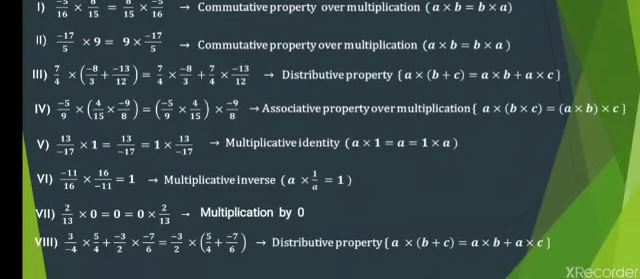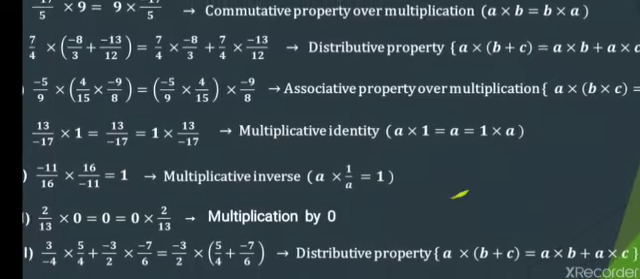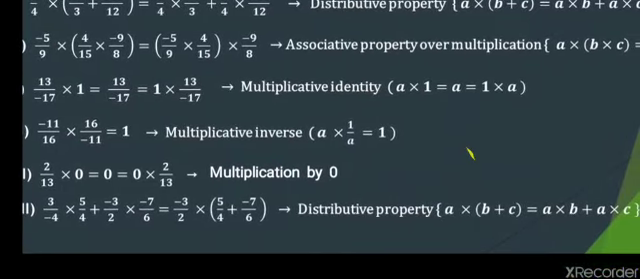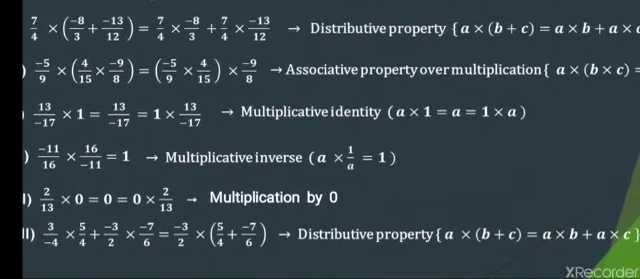Next part is part number 5. 13 by minus 17 into 1 is equal to 13 by minus 17 is equal to 1 into 13 by minus 17. So what is the role of 1 here in this part? If we are multiplying 13 by minus 17 to 1, or we are multiplying 1 to 13 by minus 17, you'll always get 13 by minus 17. That is, 1 is not changing the identity of the number, that is 13 by minus 17.